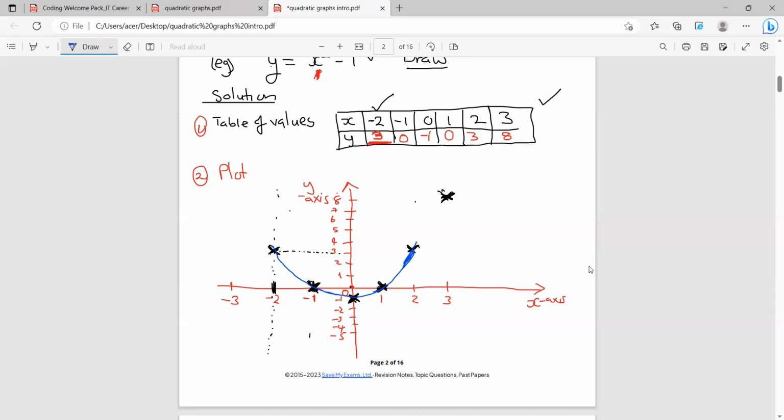Okay. It's my smooth curve like that. Okay, I'm going to make it bold. And yeah. All right. So this is going to be your graph. Okay. Any questions on this one?